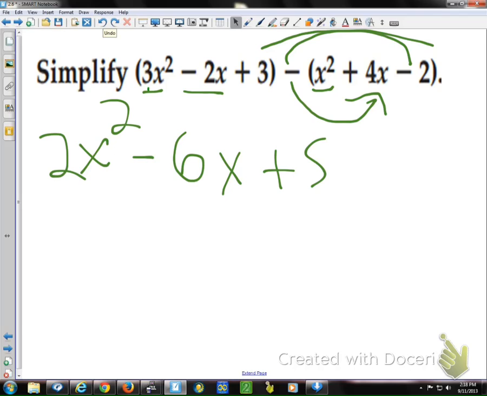I've got a question. Do you put it in parentheses after that, or just leave it like that? You don't have to; you can just leave it like that. Let's keep going.